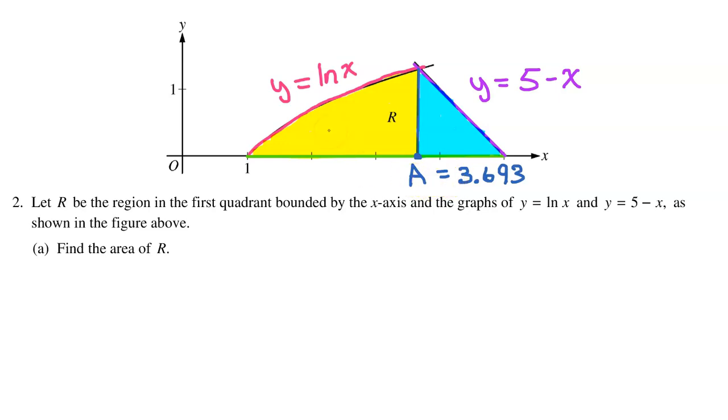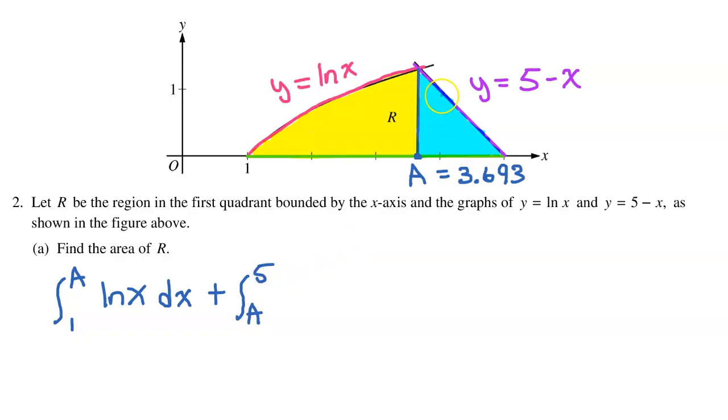So let's write an integral expression for the area of the yellow region. That will be the integral from 1 to A. And next we will have top minus bottom. On top it is natural log x, and on the bottom it is 0, which we don't really need to write. Next we add an expression for the blue area, which will be the integral from A to 5.